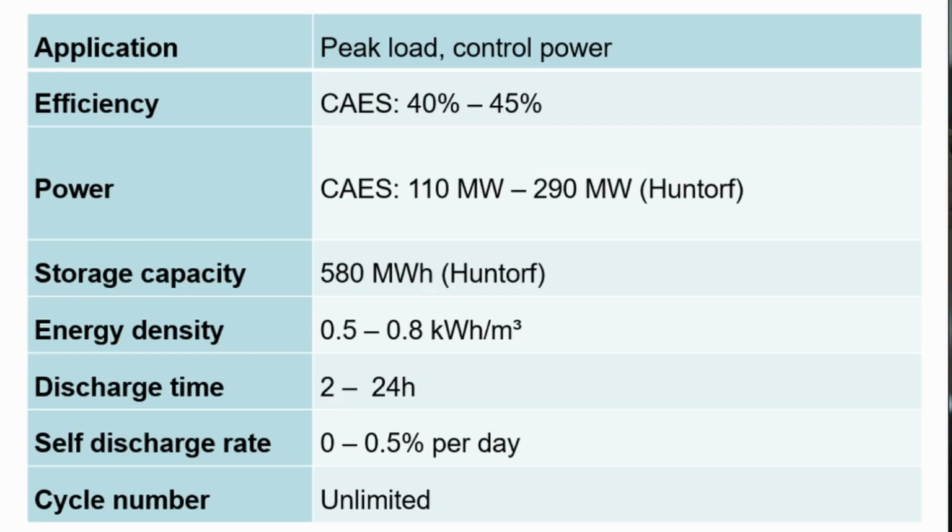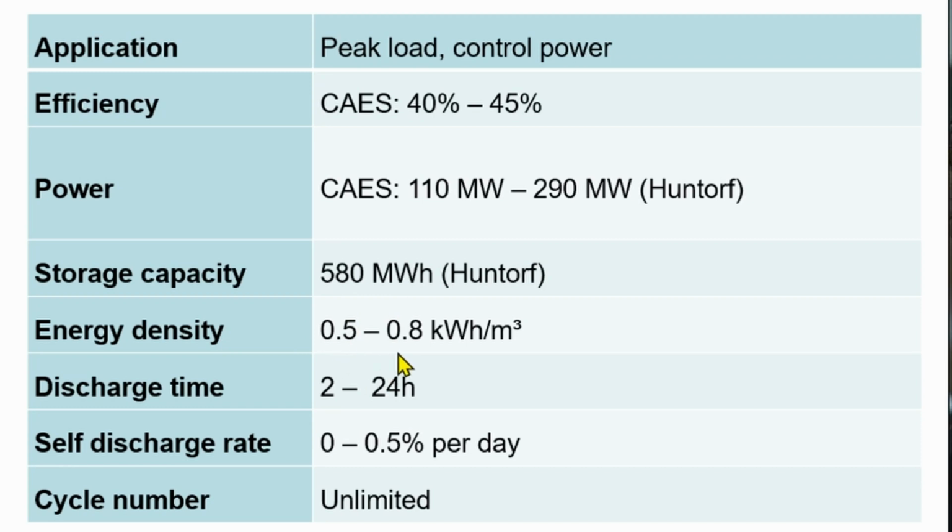Here is our data sheet for our CAES application. For peak load control, power efficiency is 40 to 45%, or sometimes a bit higher, so we saw 54%. There are basically only 2 power plants in the world existing: this is 110 to 290 megawatt in Germany in Huntorf. There's another one in McIntosh in the United States. The storage capacity is here 580 megawatt hours.